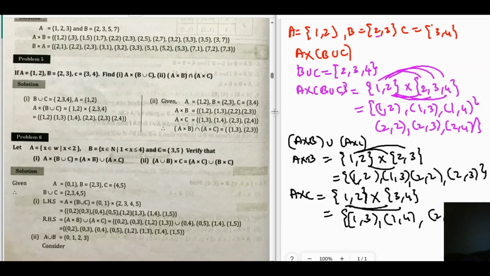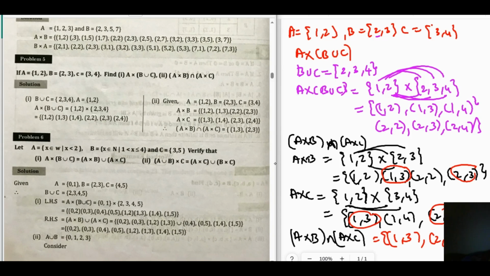Now what they are asking is, they are asking you to write A cross B intersection A cross C. Now what is meant by intersection? Finding the common elements. What is common in the answer? We have (1, 3) and (1, 3), so the answer will be (1, 3), and we have (2, 3) and (2, 3). So (2, 3) will be the answer. So this is the answer what you got. The same way you will be proving for other problems.